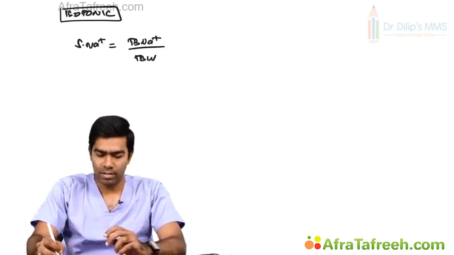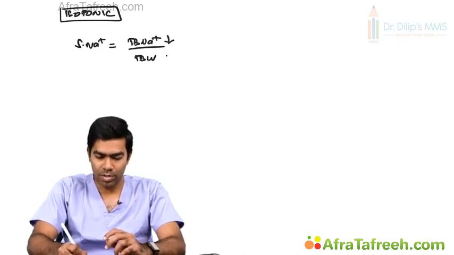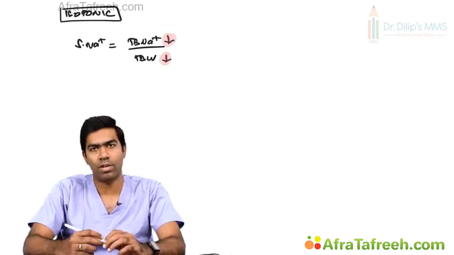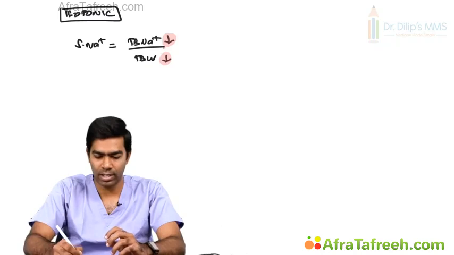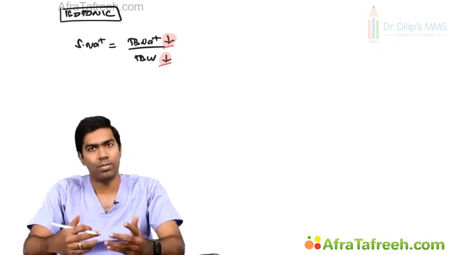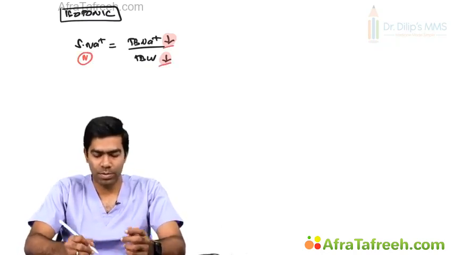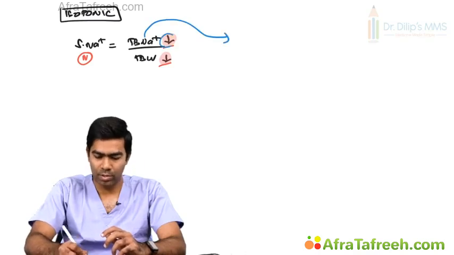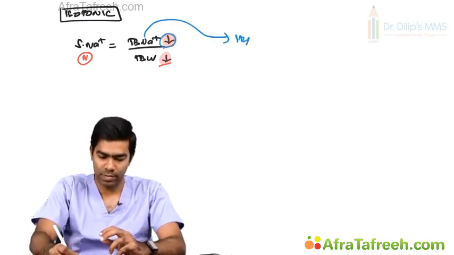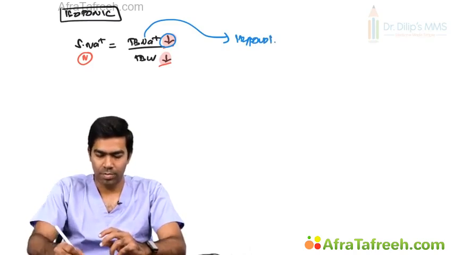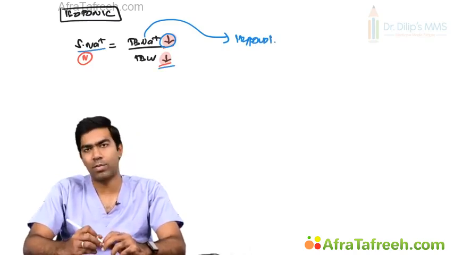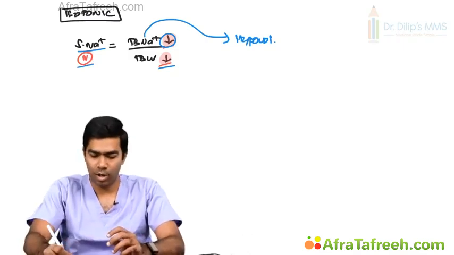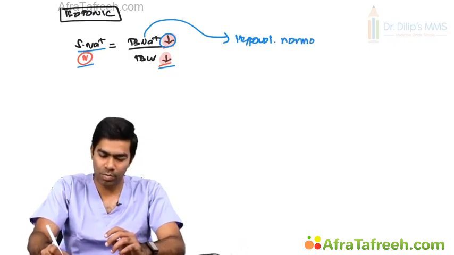Now I can tell a condition where total body sodium is decreasing and total body water is also decreasing. You can see that the numerator and the denominator are both going down proportionately, which means the serum sodium will be maintained in the normal range. Because the total body sodium is decreasing, the patient will definitely be hypovolemic. But since both water and total body sodium are decreasing proportionally, the serum sodium will be maintained in the normal range. This is what we refer to as hypovolemic normonatremia.